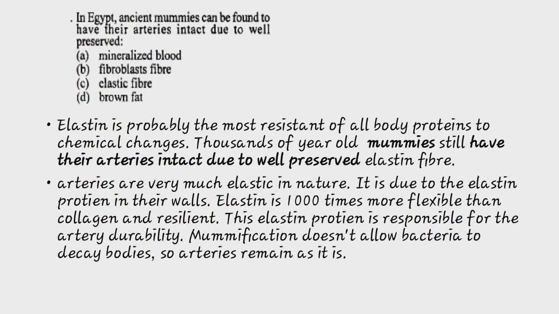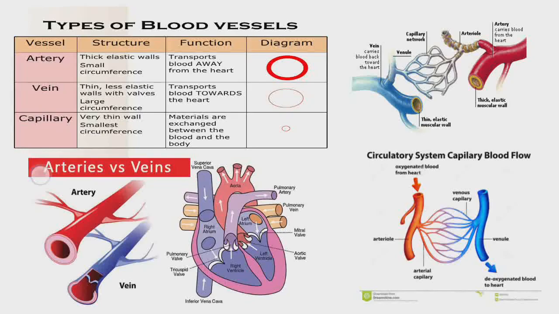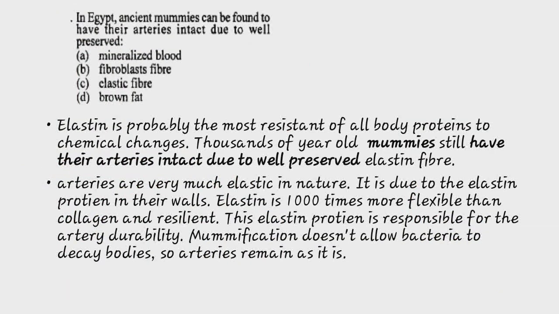Now there was one question on the basis of this topic, that is arteries or the blood vessels. In Egypt, ancient mummies can be found to have their arteries intact due to being well preserved. In ancient times the mummies were preserved in such a way that bacterial infection was not possible in the body, and it was found that the arteries are intact. So what is the main reason for that?